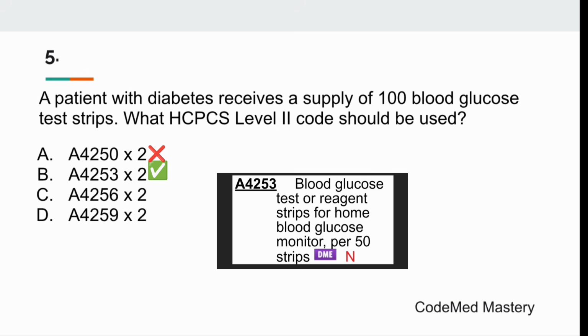Option C, A4256 is for normal low and high calibrator solution or chips. That is wrong. And A4259 is for lancets per box of 100. That is also wrong. The right answer is option B.